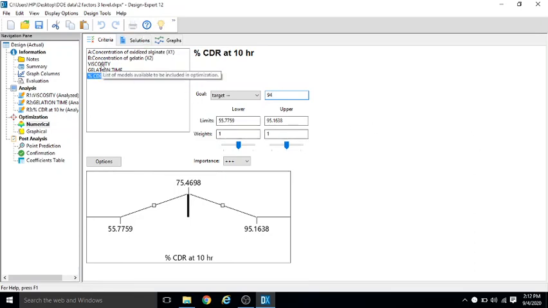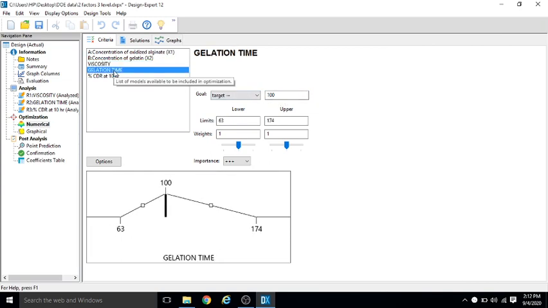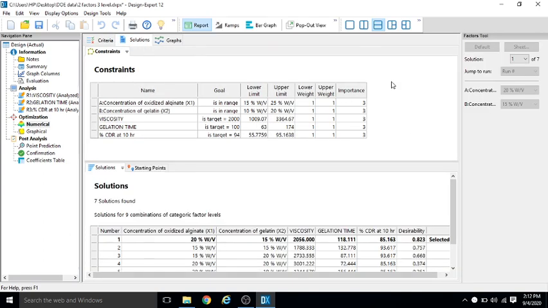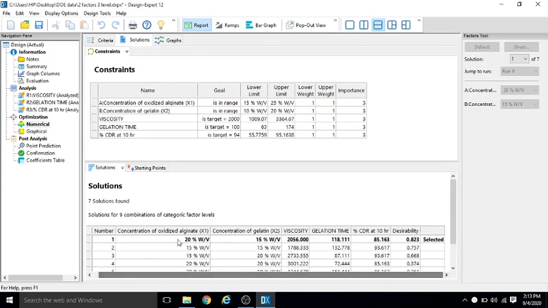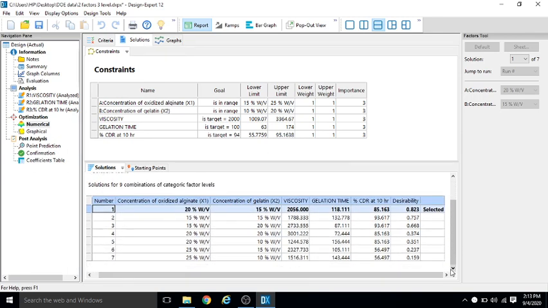Now I have given the target for viscosity, that is 2000 centipoise. Gelation time I want 100 seconds. Percentage CDR I want 94%. Now when I click on this tab, that is solution, this particular thing you have to remember. Right. So the desirability is 0.823, which is very close to 1, right?